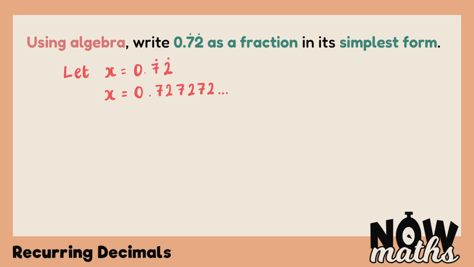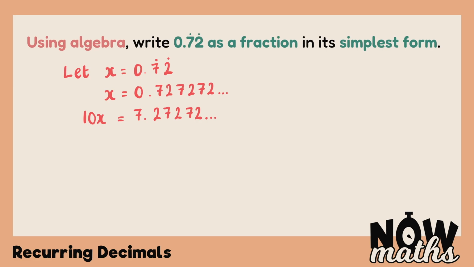Now we're going to multiply x by 10. So x multiplied by 10 is 10x, and 0.72 recurring multiplied by 10 gives us 7.2727, and so on, because all of the digits shift over to the left. If we now compare the decimal part of x and the decimal part of 10x, they don't quite match up because x has 0.72727 and 10x goes 0.272727. So what we're going to do is multiply by 10 again.